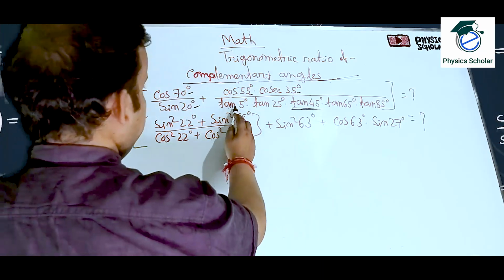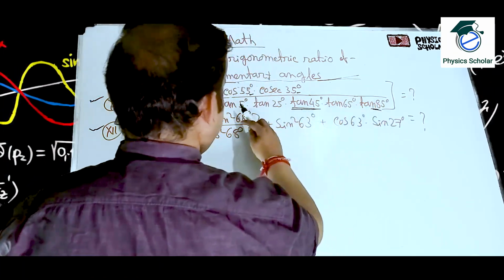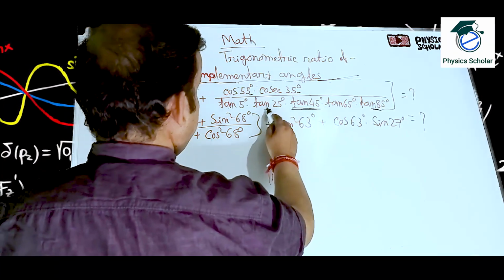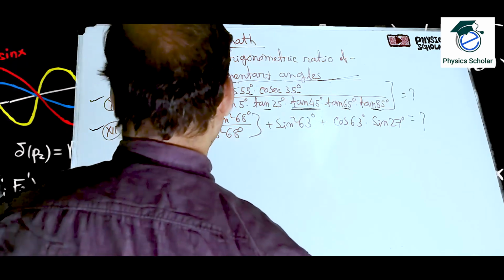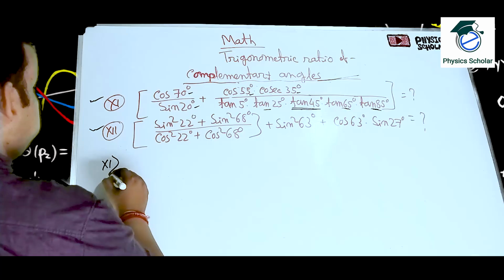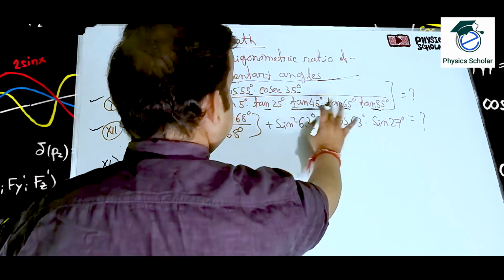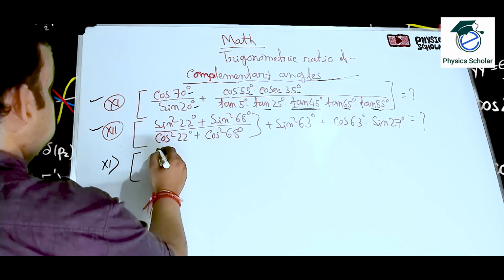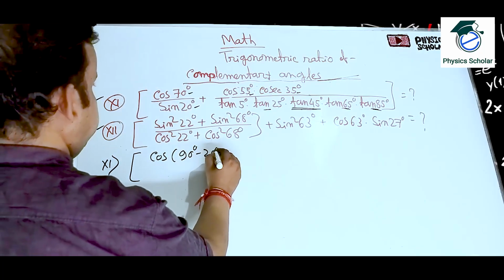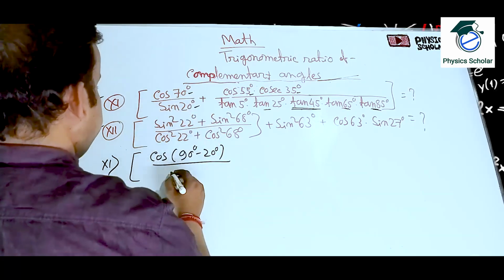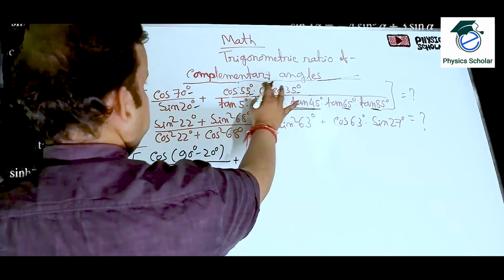Clear? So now tan 5 and tan 85, these two will be complementary. Tan 25 and tan 65, these two angles will be complementary. Clear? So the trick I told: complementary angles should be together if this type of products are there. Okay. So now cos 70 degrees, what can we write? 90 degrees minus 20 degrees. Clear? That means cos 70 degrees divided by sin 20 degrees. Clear? Plus these two are complementary.